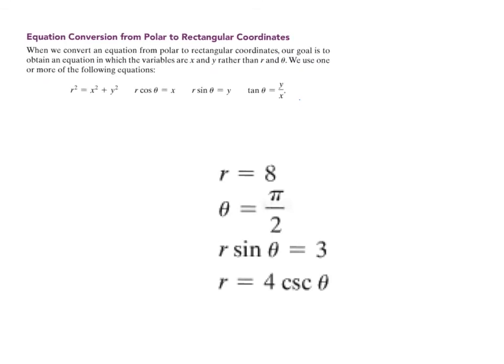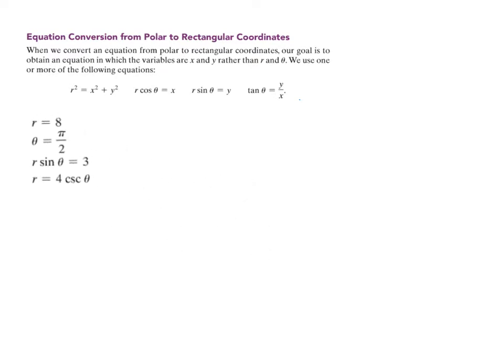Okay. I'm just going to start with the first one, r equals 8. So you start with r equals 8, and you notice that there's no cosine, there's no theta, there's nothing that you can use. The only thing that you can do is remember that whatever you do to the left side of an equation, you have to do to the right side. You have to keep it balanced. So I'm actually going to just square both sides. This one's a nice, easy, simple one.